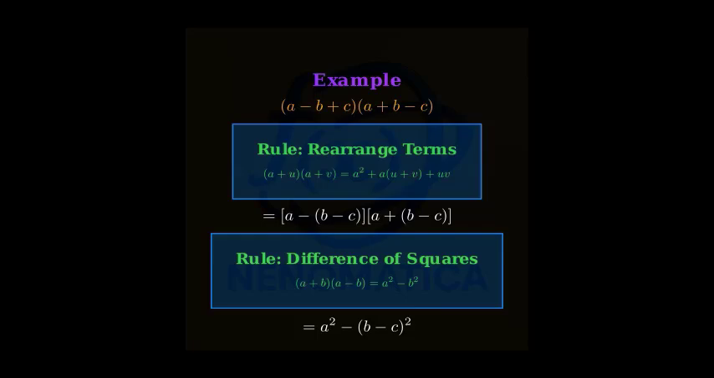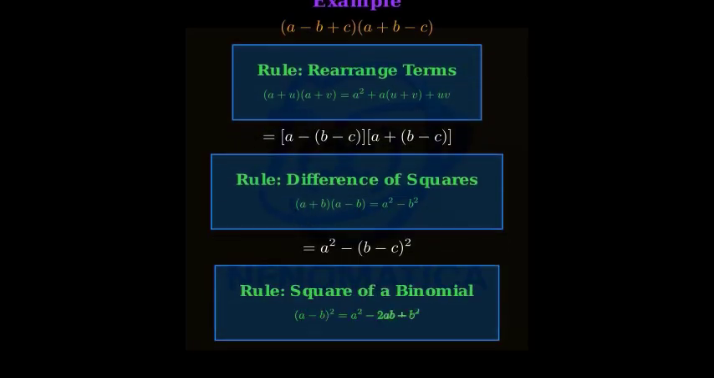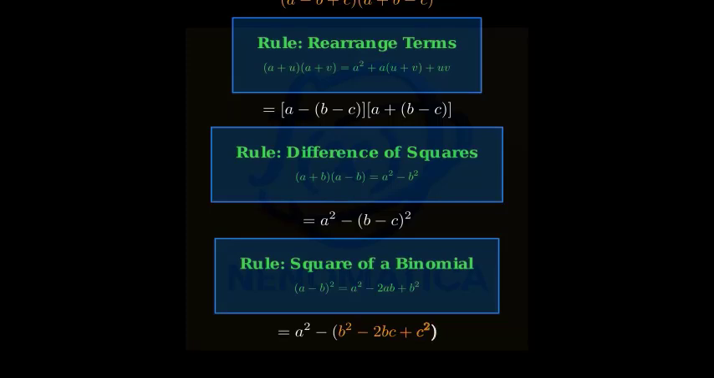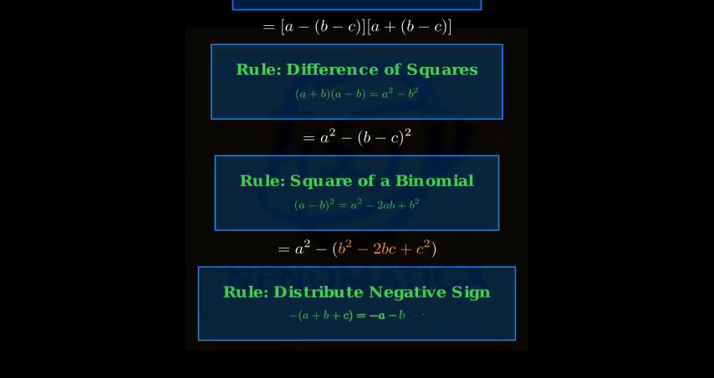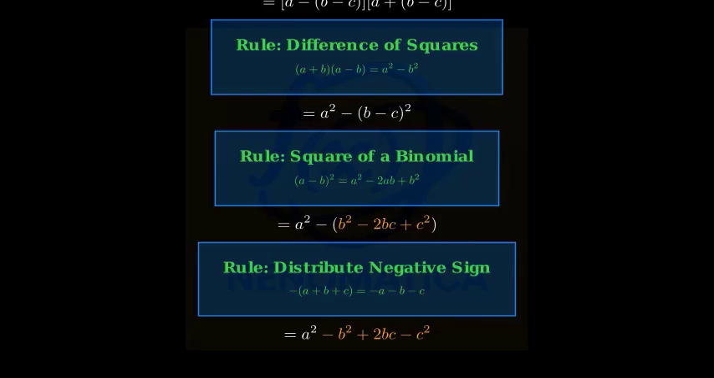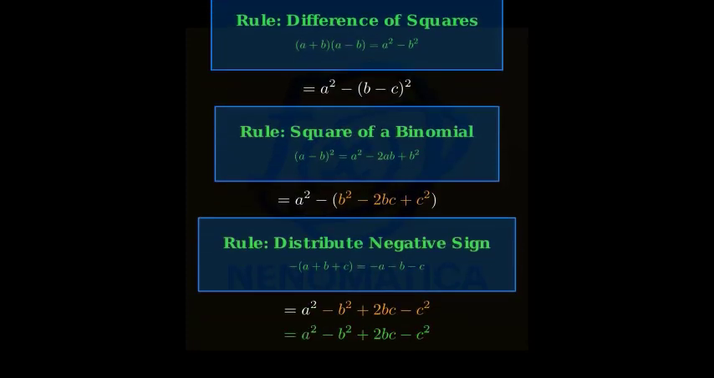Next, we need to expand the squared term (b - c)². Using the square of a binomial formula, we get b² - 2bc + c². Now, we need to distribute the negative sign to the terms inside the parentheses. When we distribute the negative sign, we get a² - b² + 2bc - c². So our final answer is a² - b² + 2bc - c².